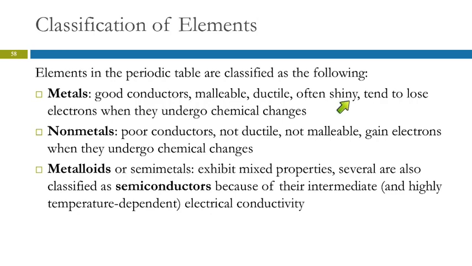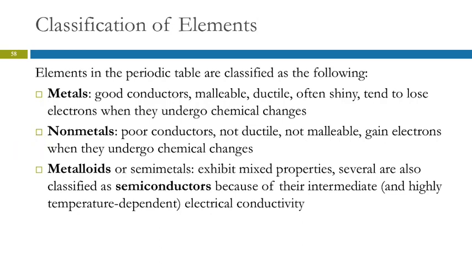Metals are often shiny. They tend to lose electrons. So if an atom is losing an electron, is the charge of its ion going to be positive or negative? Positive. It's going to be positive because it's losing a negative charge. So then what's left is extra positives. So metals form positive ions.